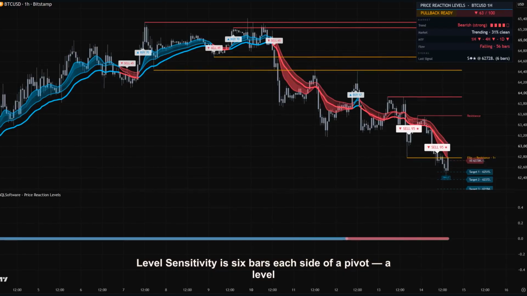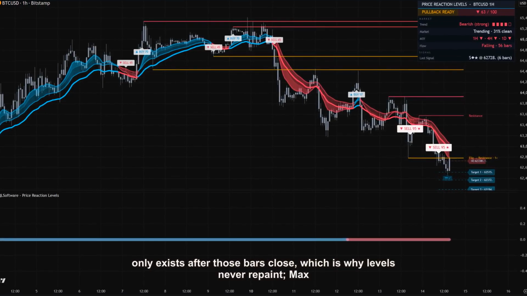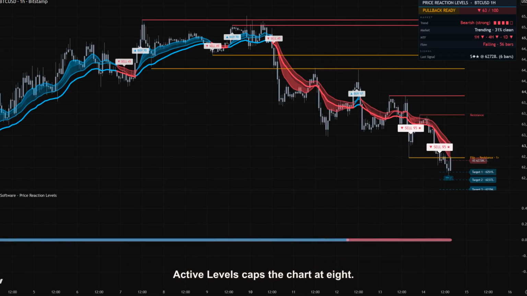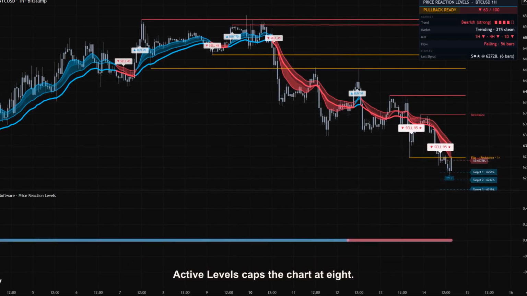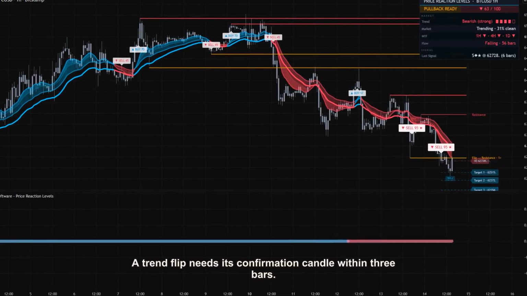Level sensitivity is 6 bars each side of a pivot. A level only exists after those bars close, which is why levels never repaint. Max active levels caps the chart at 8. A trend flip needs its confirmation candle within 3 bars.